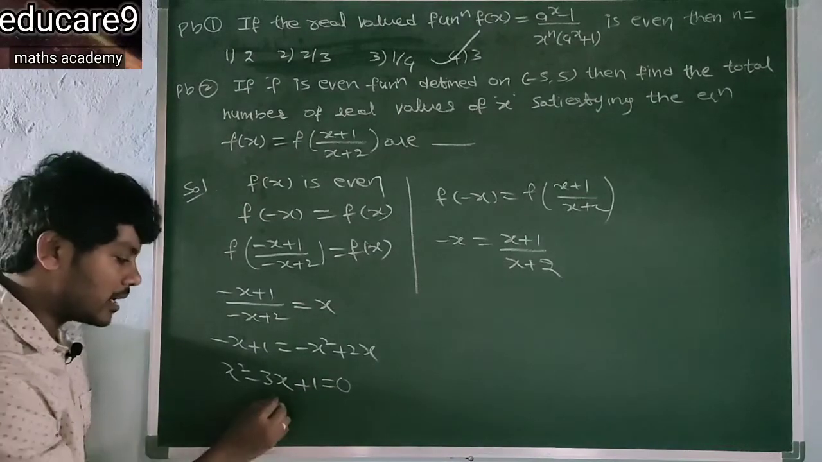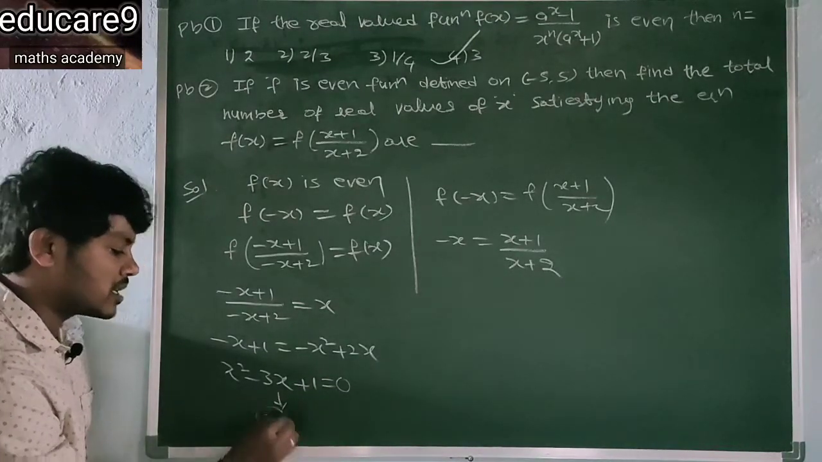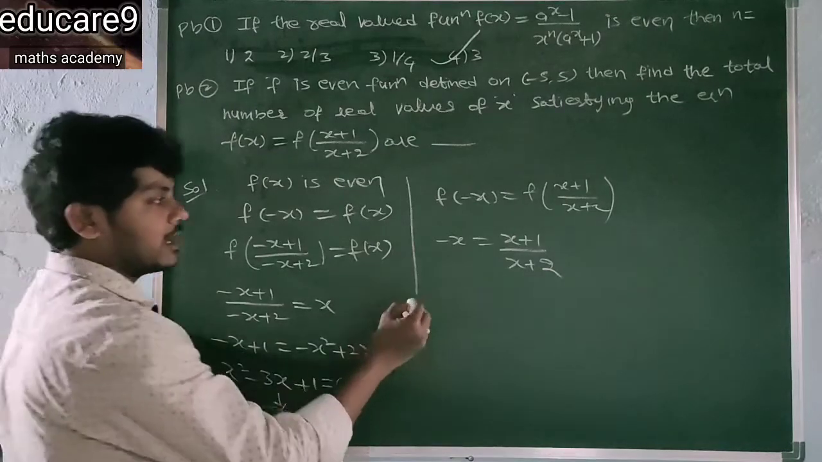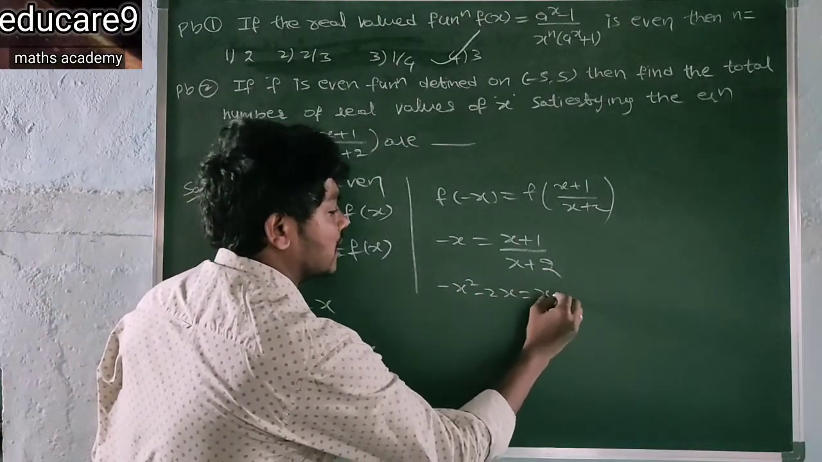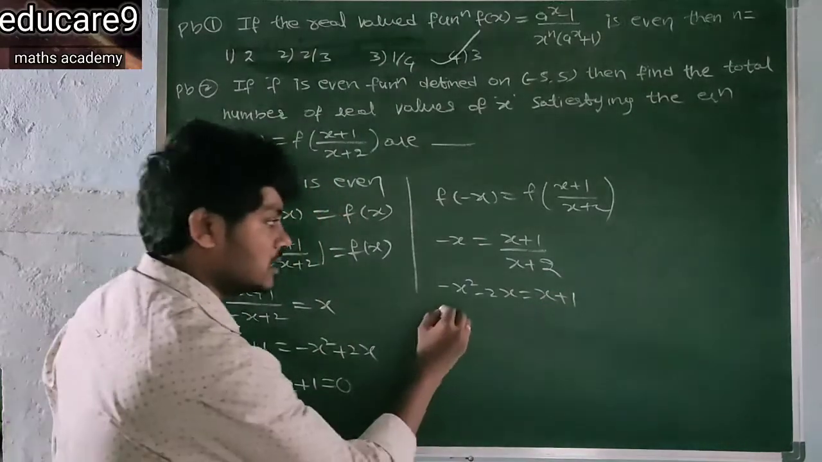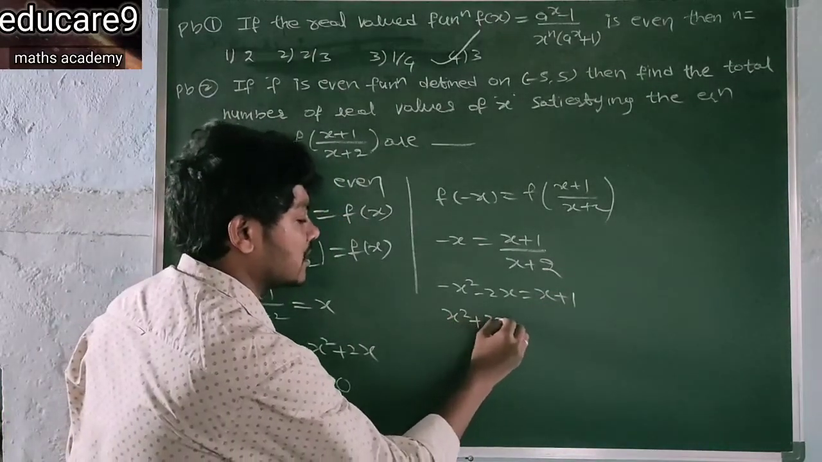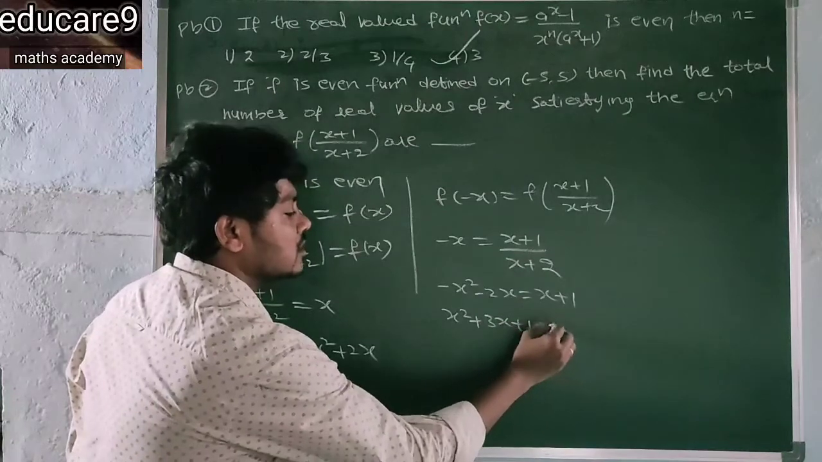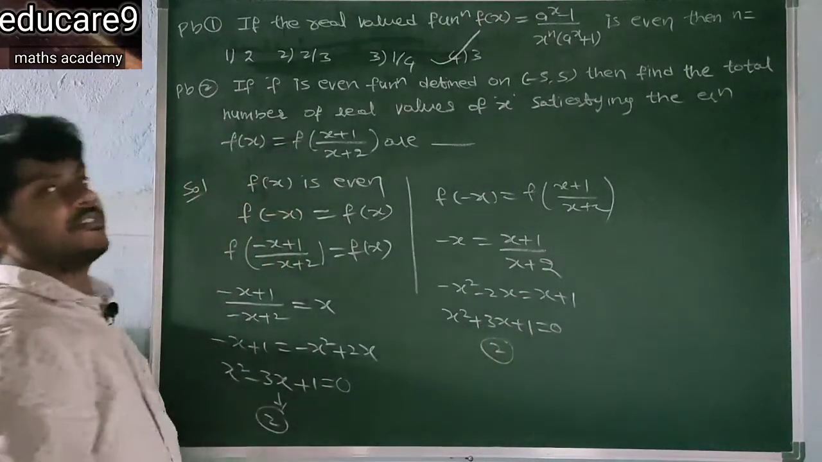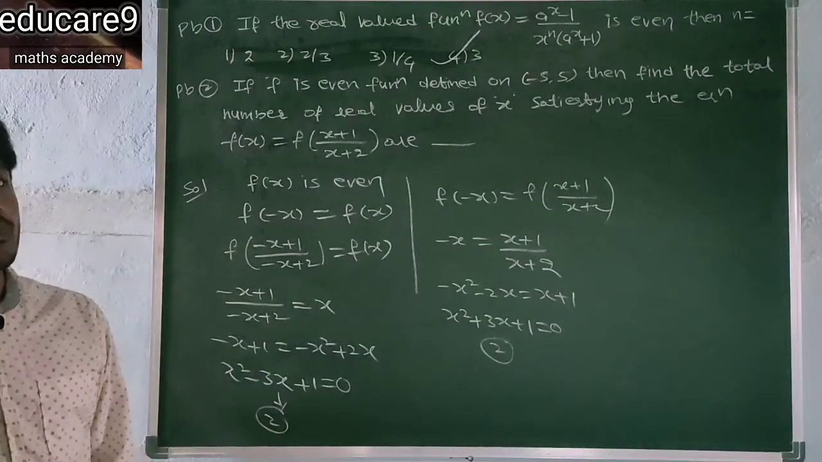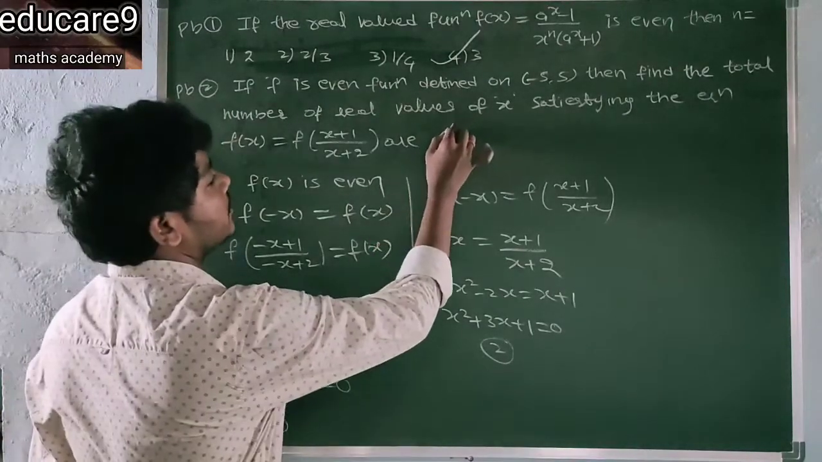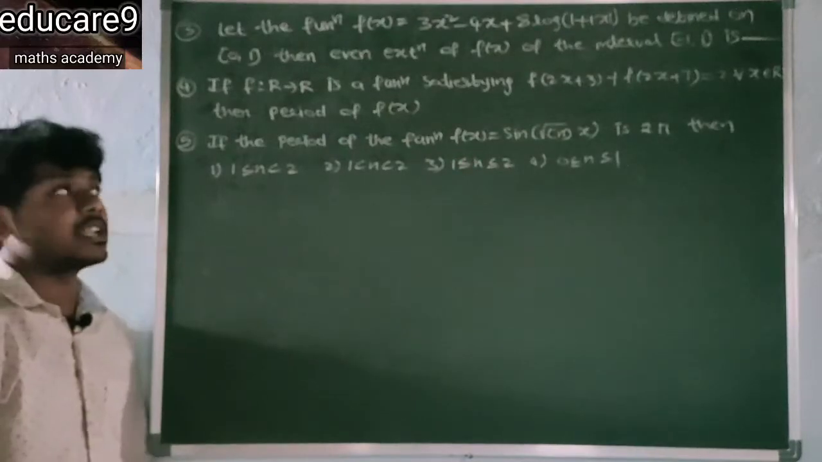So clearly here you get two values of x. And here minus x square minus 2x is equal to x plus 1. This is x square plus 3x plus 1. So here also you get two values of x. Therefore the number of values of x is 4. So option. See here, next question.